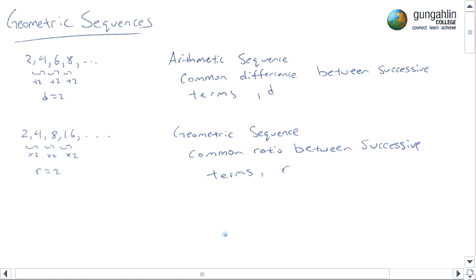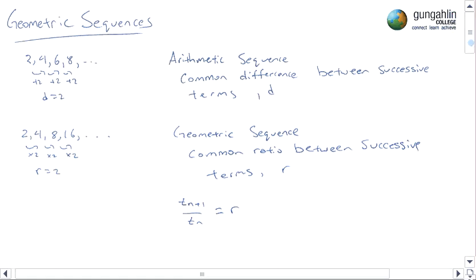Another way of saying that, if you're okay with this kind of mathematical language, is Tn plus 1 divided by Tn. This is saying any term divided by the previous term is equal to some common ratio R. If that doesn't make sense to you, just forget about it. It doesn't really matter. The core idea is that there's a common ratio, so we could always work out what the next term in the sequence is by multiplying by 2. Okay, so that's the idea of a geometric sequence.